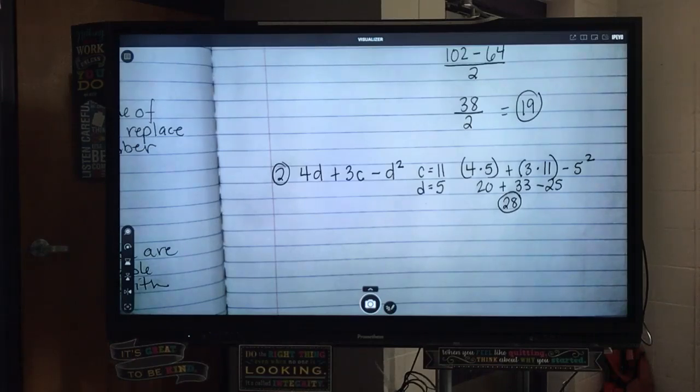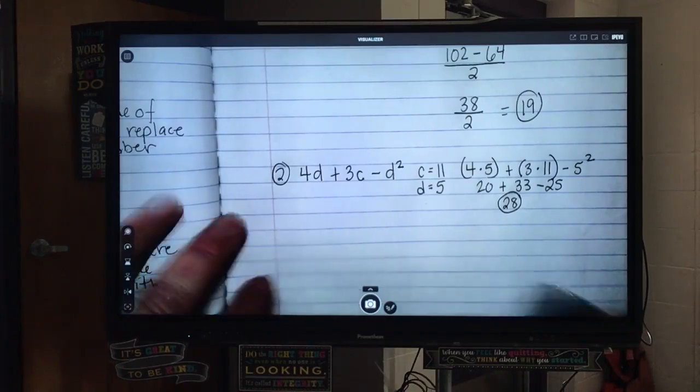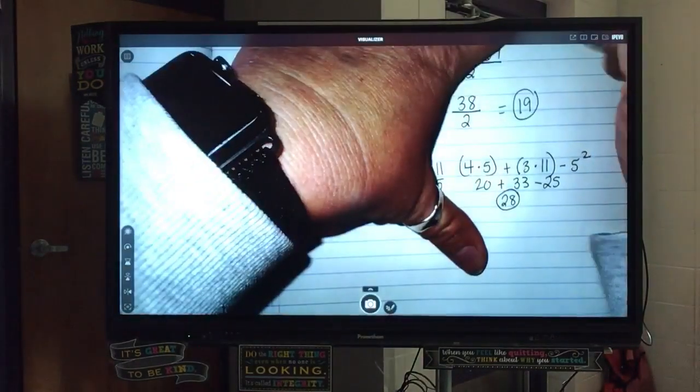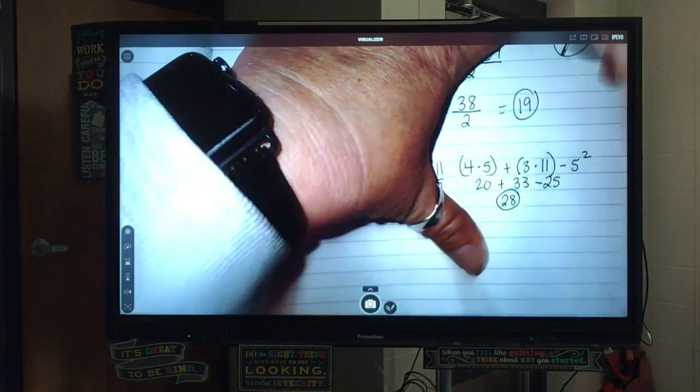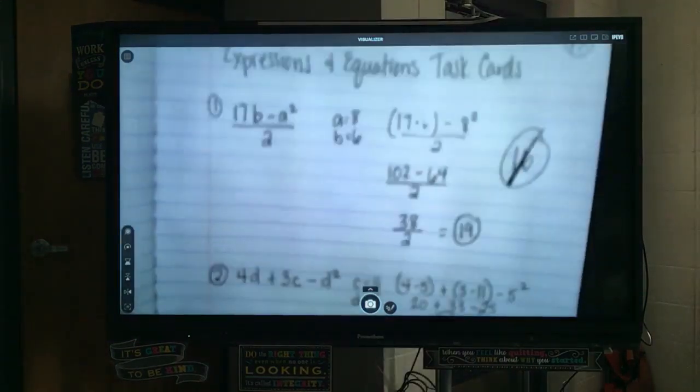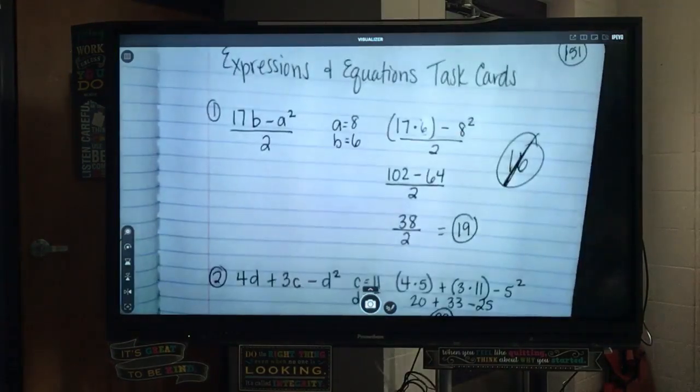Now, number 16. Over here, number 16, do not do. Okay, number 16. Do not do number 16. I think that's the only one.